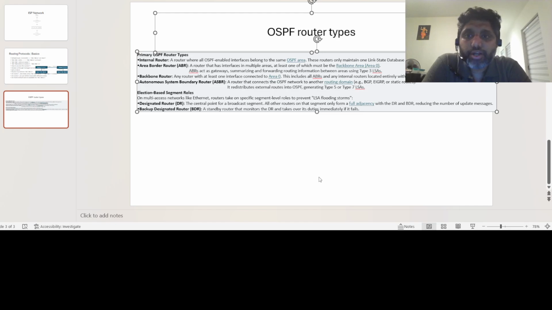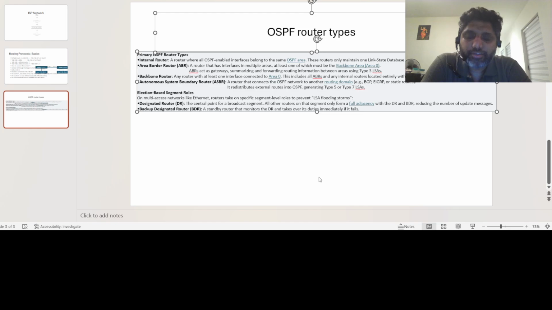What is an autonomous system boundary router, ASBR? A router that connects the OSPF domain to other protocol domains like BGP, EIGRP or static routes. This router is called an ASBR. It redistributes external routes into OSPF, generating type 5 or type 7 link state advertisements.